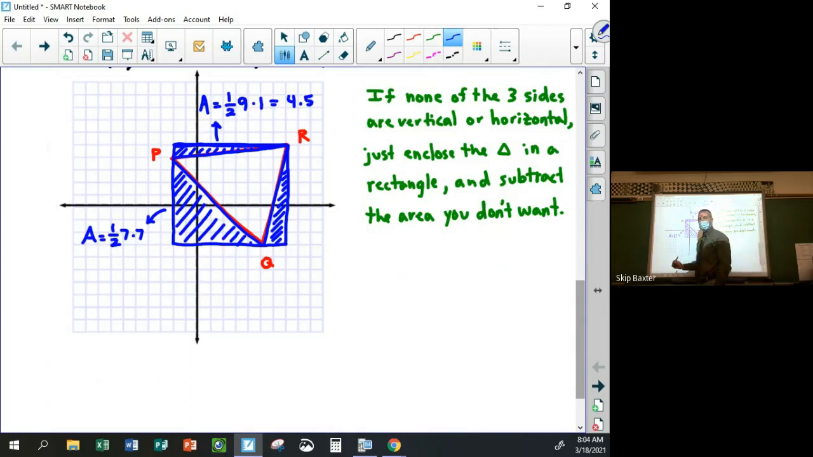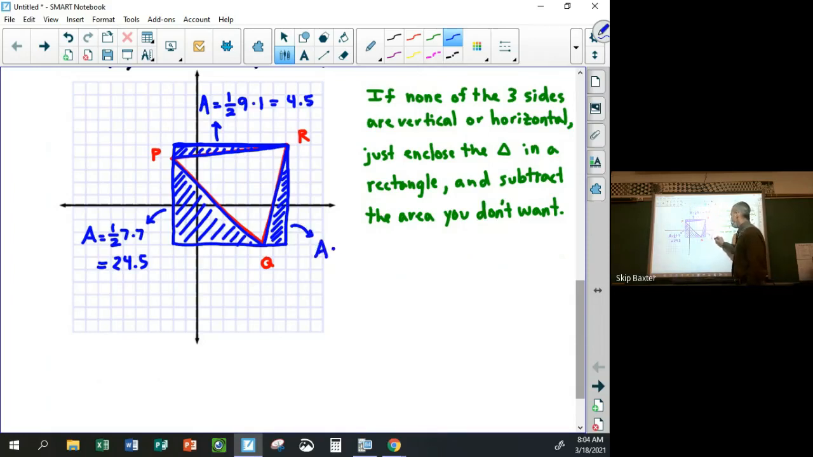Right, so what's half of 50? 25. Yeah, so half of 49 would be 24.5, right? So this would be 24.5. You're right. And then this triangle right here, same thing.